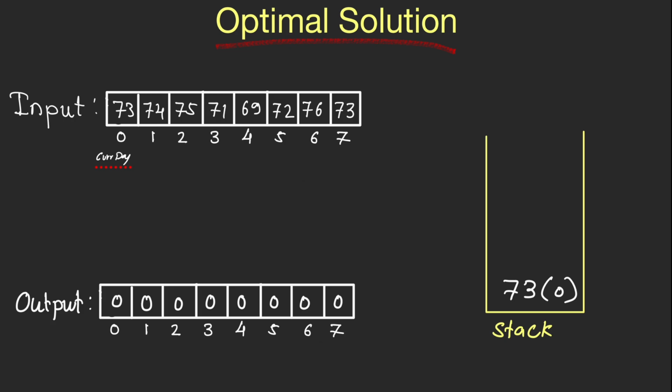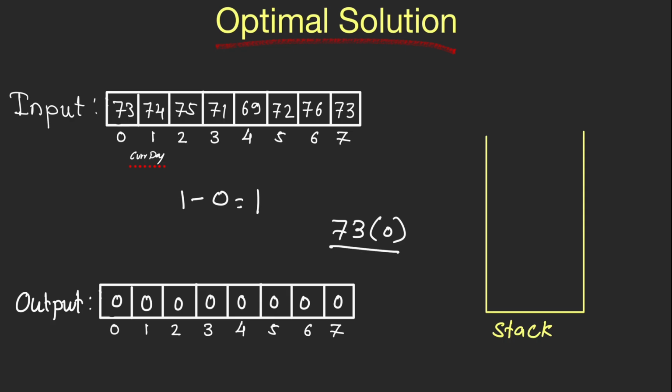Let's move the current day to the next day. Current day is pointing to day 1. Compare day 1 with the previous day, that is nothing but day 0. So 74 is greater than 73. It means day 1 is warmer than day 0. Let's pop day 0 from the stack as we have found the warmer day for day 0. Calculate the number of days to wait by subtracting the indices. 1 minus 0 is equal to 1, and store the result in the output array.